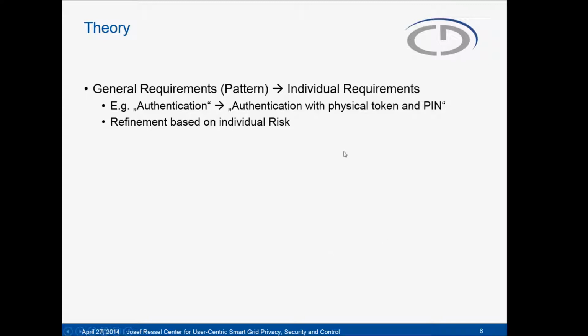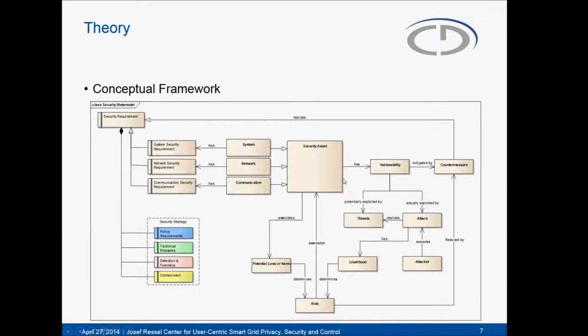If we take a look at the meta model first, we can see now that it was extended by a risk, and this risk is determined by two main components. On the one hand, we have some potential loss or harm that is associated with a security asset, and on the other hand, we have a likelihood which gives us information about the probability that a successful attack occurs.